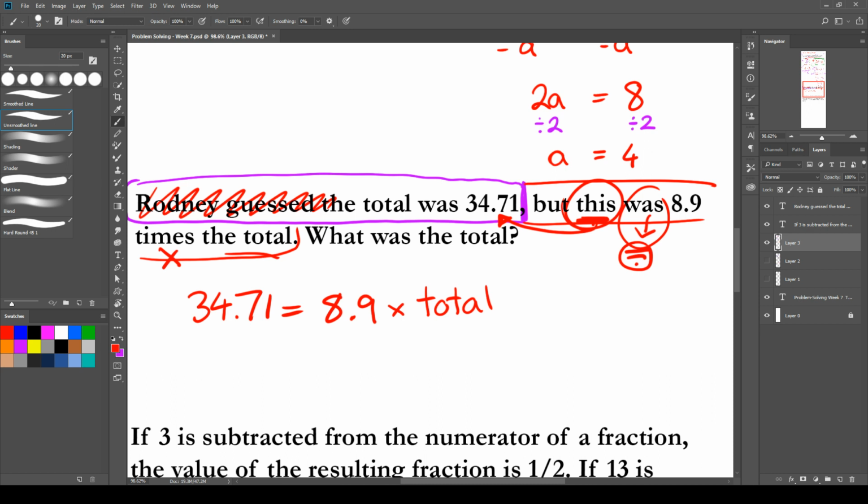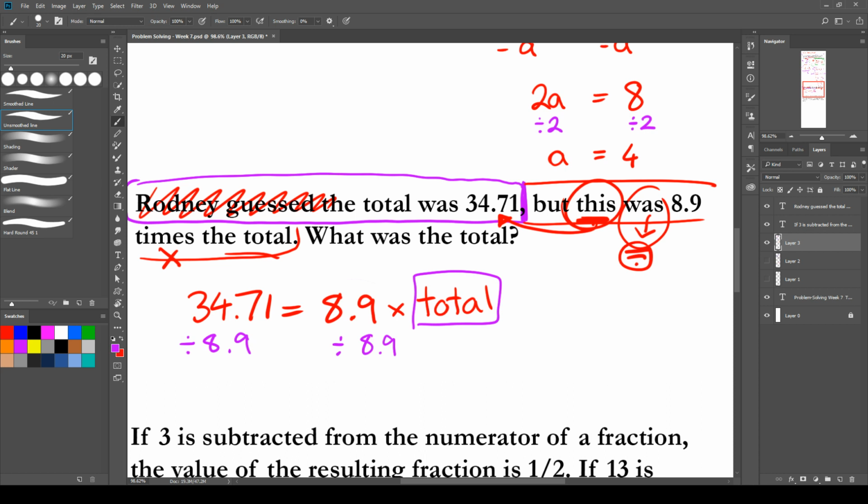So again, if you're able to take that sentence there and translate it into this maths, then I will be very happy. But since this one is pretty small and simple, we could then basically start working on it to find out what the total actually was. So here's the total. I want to make this the subject, meaning that it's all by itself on one side of the equation. So that means I need to get rid of this 8.9 times. So what's the opposite of times by 8.9? It's going to be divide both sides by 8.9.